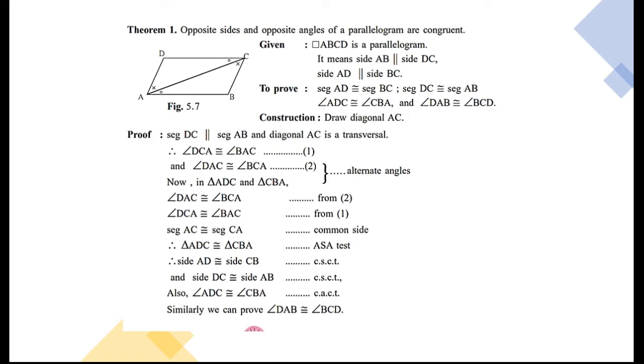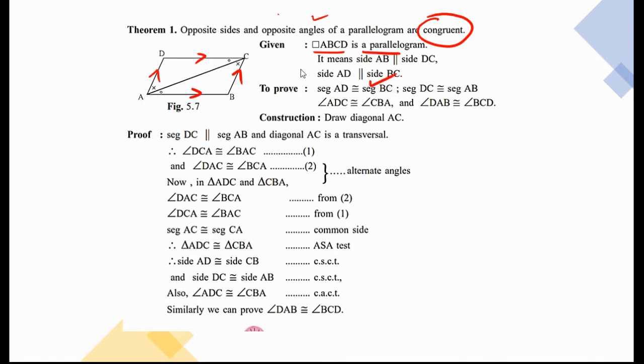So here is a snap from your textbook where it is given that the quadrilateral ABCD is a parallelogram. It means the sides AB and DC are parallel and AD is parallel to BC. Now, आप जो बोल रहे हैं opposite sides and opposite angles of a parallelogram are congruent, ये प्रूव करेगा तो हम मानेगा. तो क्या प्रूव करना है?